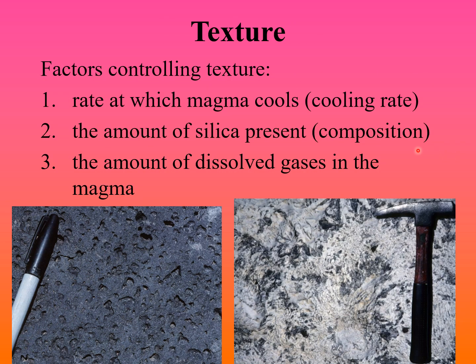And the controlling factors on texture, again, like I said, is the rate at which the magma cools. Did it cool fast or did it cool slow? The amount of silica present, which we would call its composition. So did it cool at higher temperatures, so it's a little lower in silica, or did it cool at lower temperatures where there's a lot of silica? And the amount of dissolved gases in the magma.